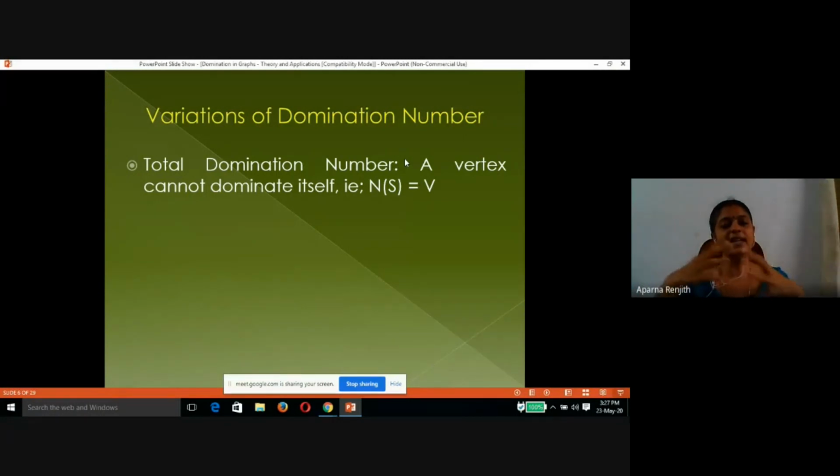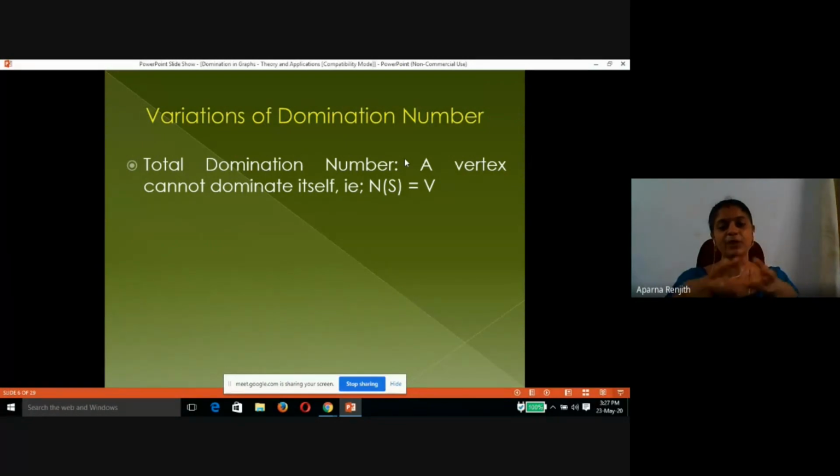But there is a problem. Every place is monitored by a security officer, but the place where the security officer stands is monitored by himself. If an attack happens at that particular point and the security officer fails, the other securities may not be aware of that. In that case, we move on to the total domination number.